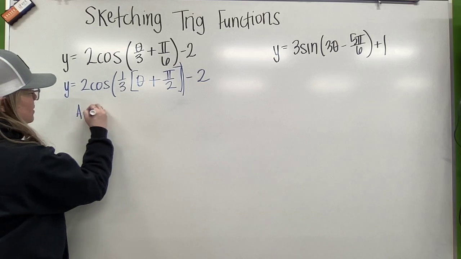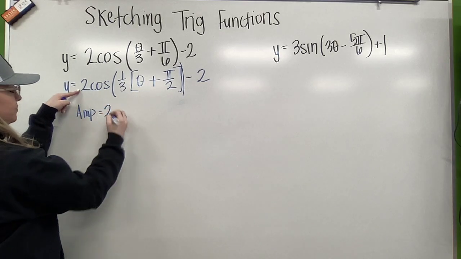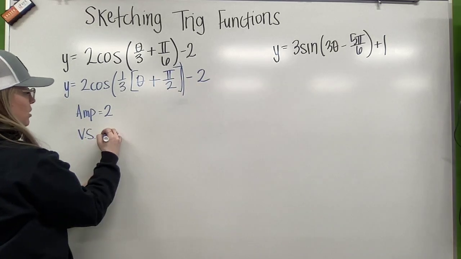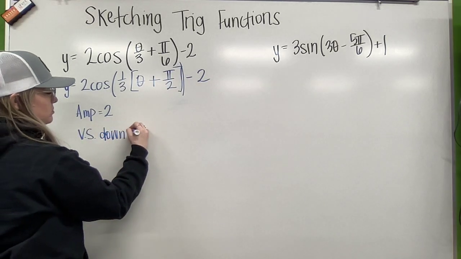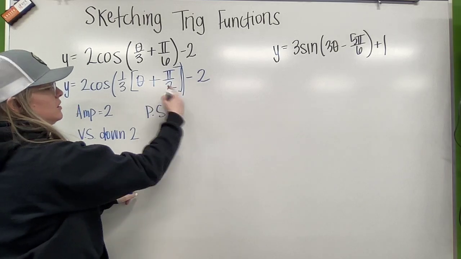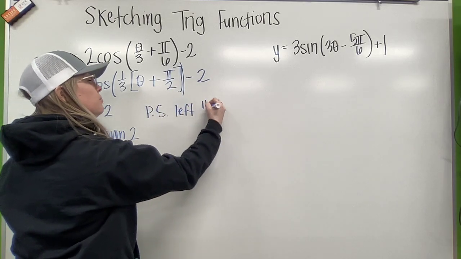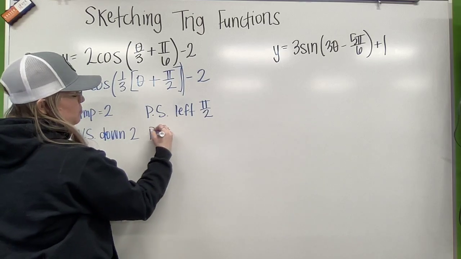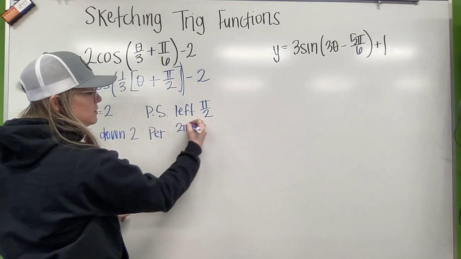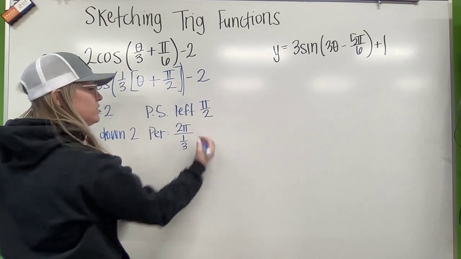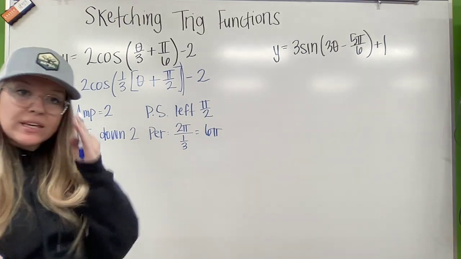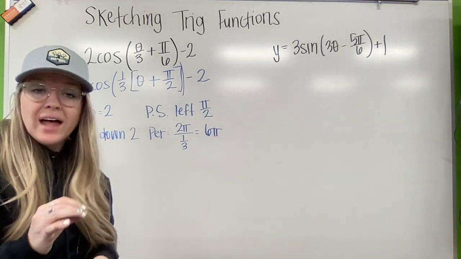So first thing I know, the amplitude is 2. I have a vertical shift. I'm going to go down 2. I have a phase shift. I'm going to go to the left, pi over 2. And the period, I'm going to see 1/3 of my cycle in 2 pi. So 2 pi over 1/3 is going to give me 6 pi. So now I have all the key information. I'm going to go ahead and plot that.